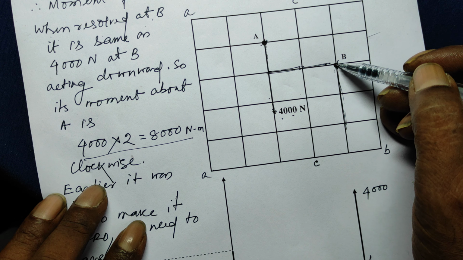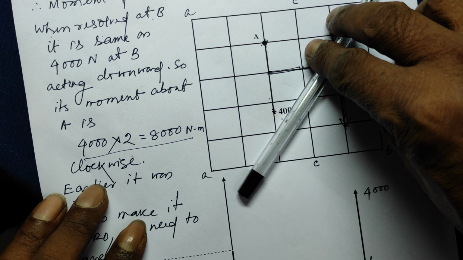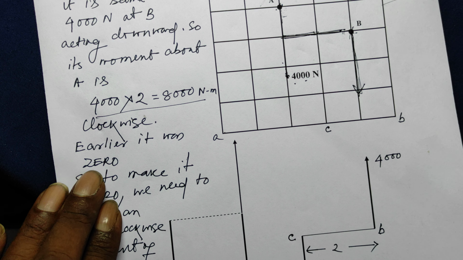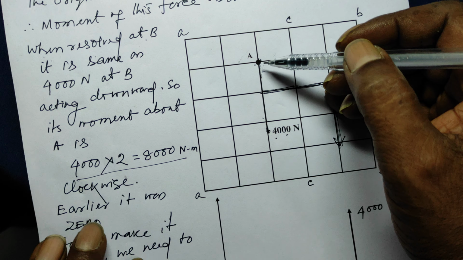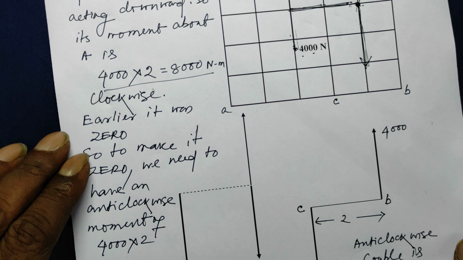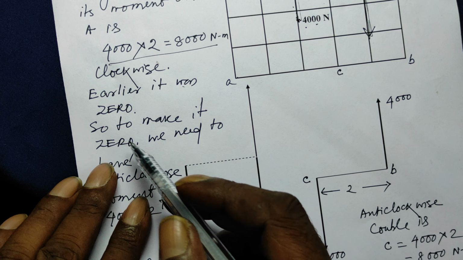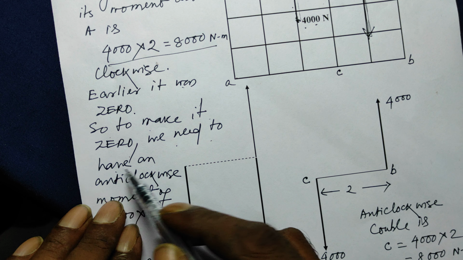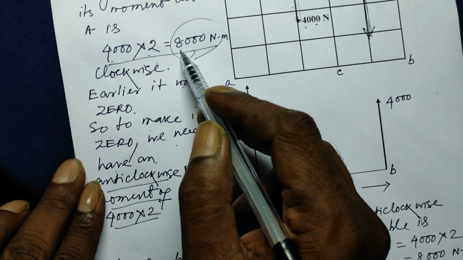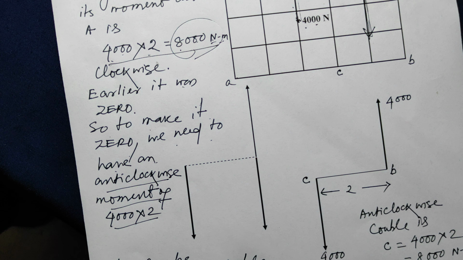If this force is resolved here, means 4000 Newton to this side, 4000 into 2 will be a clockwise moment about point A. Now since earlier it was 0 when it was at A, now we have to make it 0 again. So we have to consider a couple. To make it 0, we need to have an anti-clockwise moment of the same amount. 4,000 into 2, that is equal to 8,000 Newton meter. Force into perpendicular distance, Newton meter.